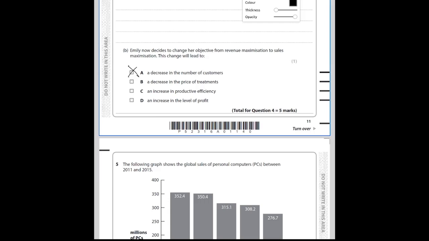B says a decrease in the price of treatments. That sounds like it's correct. I'm going to circle it for now. You are generally going to want to cut prices in order to sell to more customers.